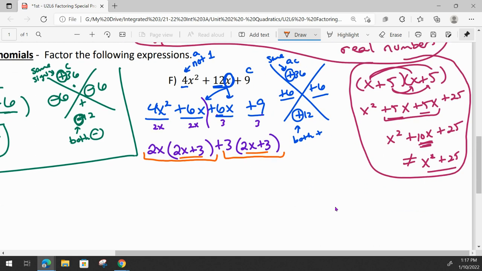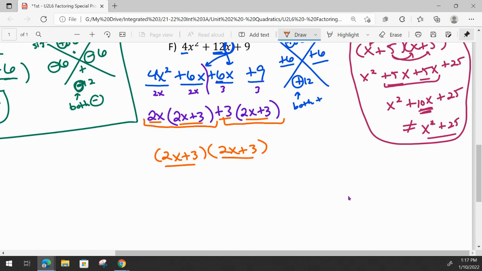So you can factor it out. And then the 2x plus 3 that you had factored out earlier goes together. And again, you can see you have the exact same binomial multiplied by itself. So this can be rewritten then as 2x plus 3 squared.